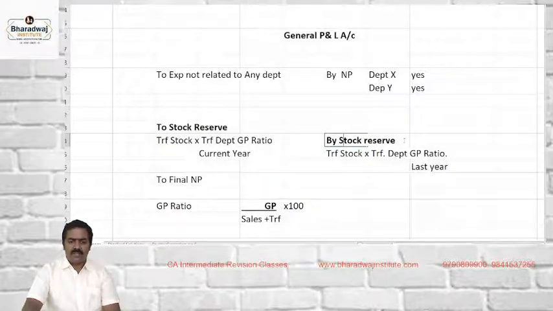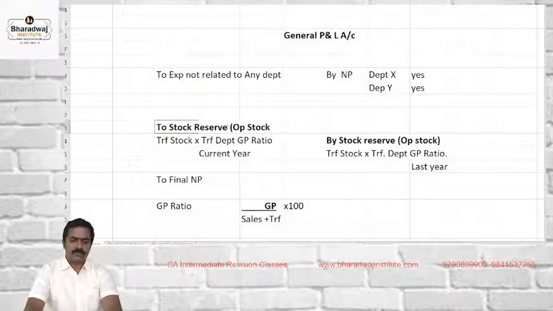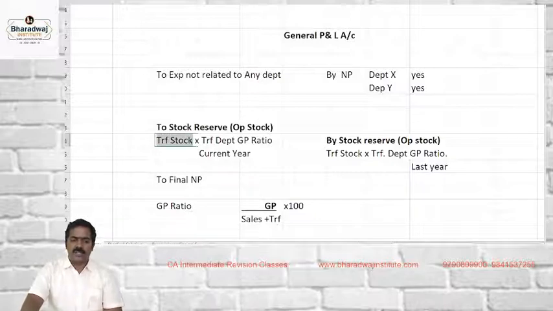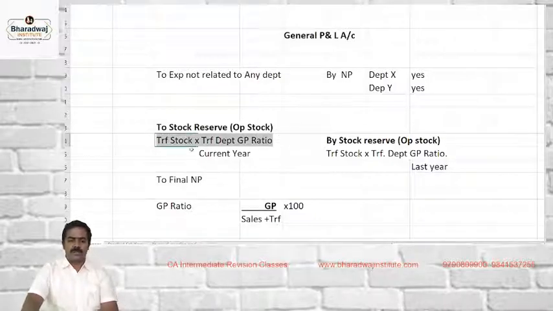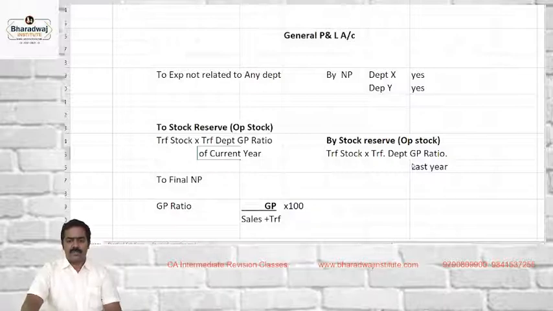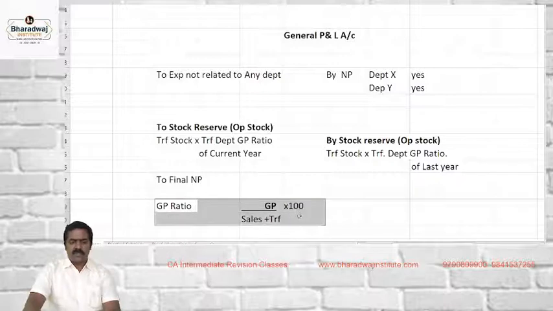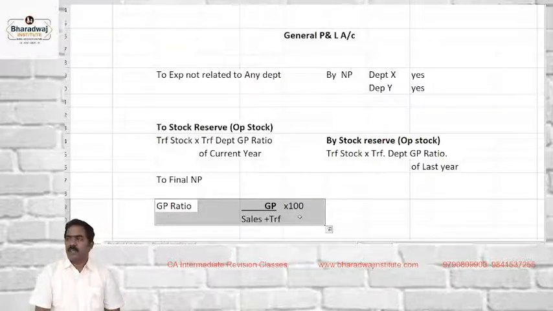For opening stock, we remove the reserve on the credit side. For closing stock, we remove the loading on the debit side. How to remove the stock reserve? Simple. Take the transferred stock into the transferring department's GP ratio. Of which year? Of current year for closing, and for opening, last year's GP ratio. How to work out gross profit ratio? Gross profit divided by sales plus transfer into 100.